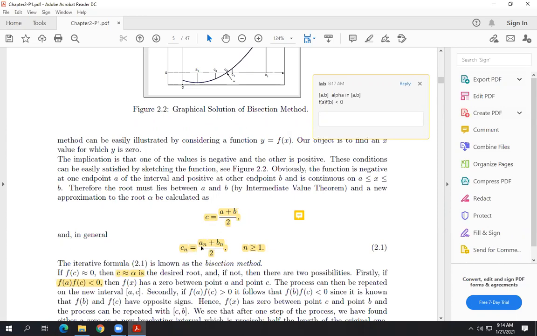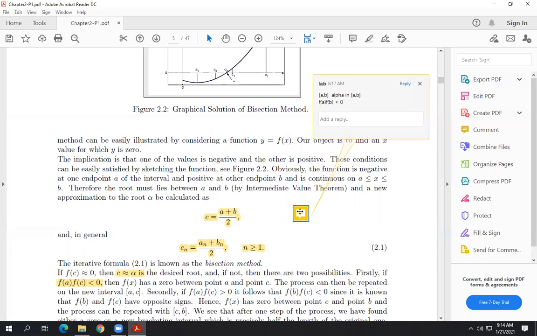This is the generalized way I give the formula: c_n equals (a_n plus b_n) divided by 2, where n is greater than or equal to 1. When you take n equal to 1, what is your formula? c1 equals (a1 plus b1) divided by 2. a1 is just a, given by the teacher, and b1 is just b. You can find c1, and then you can find c2, c3, c4, and so on. But what is the procedure for this method? How can you use the formula?